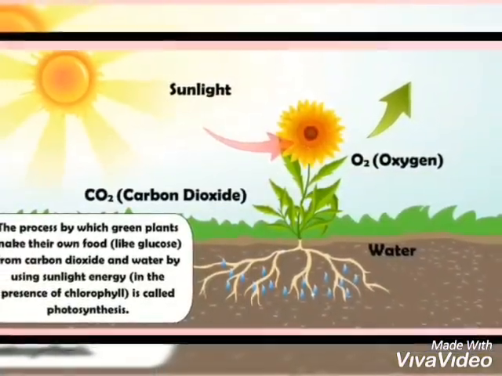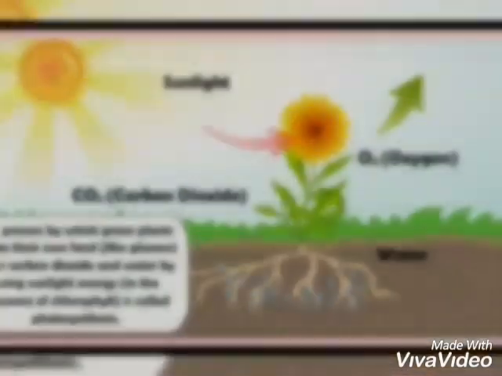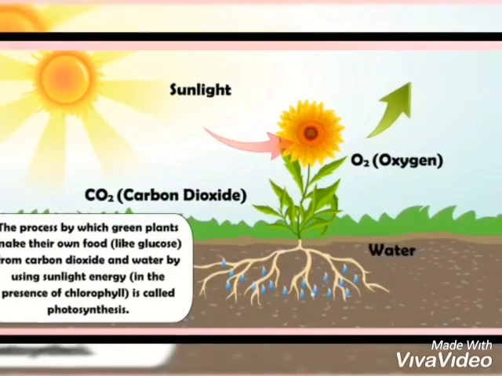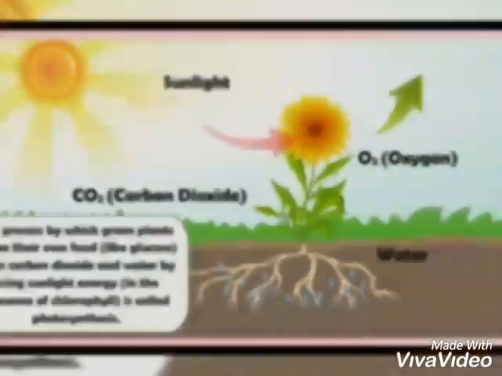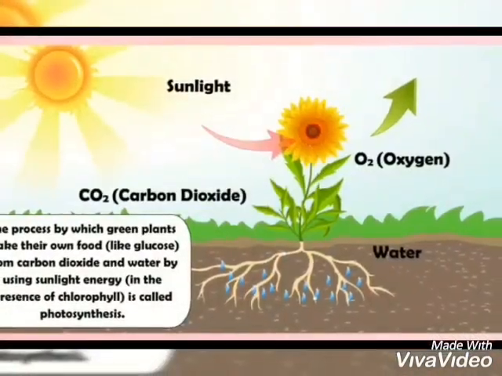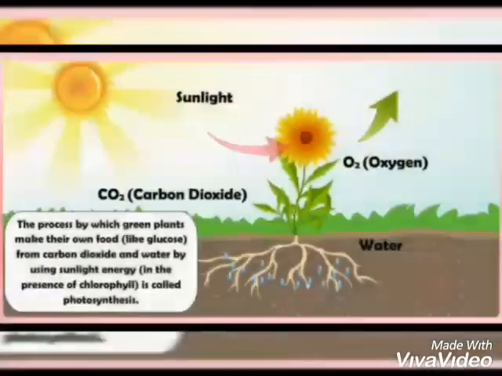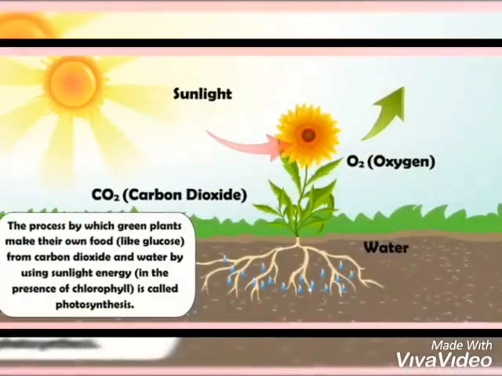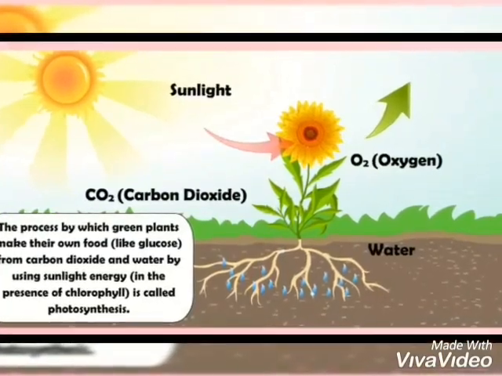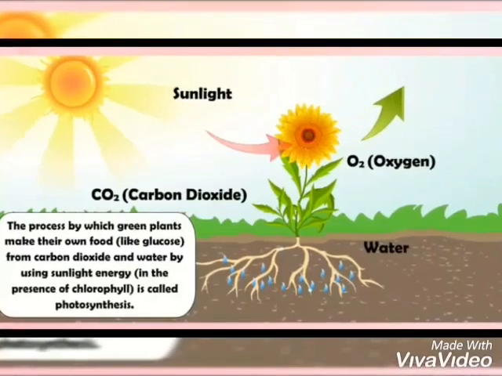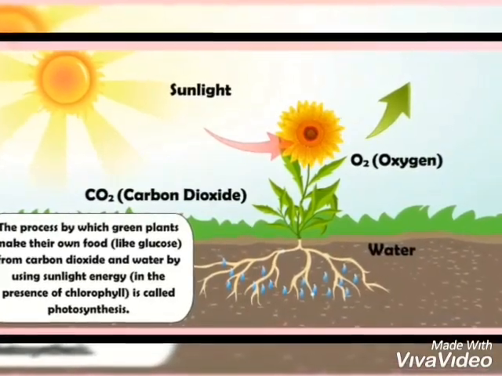We know that all green plants prepare their own food through a process called photosynthesis. The term photosynthesis was coined by Charles Reid Barnes in 1893. Actually, what the plant will do, it takes carbon dioxide from the air and water from the soil through the roots, and in the presence of sunlight and chlorophyll it prepares sugar and oxygen.